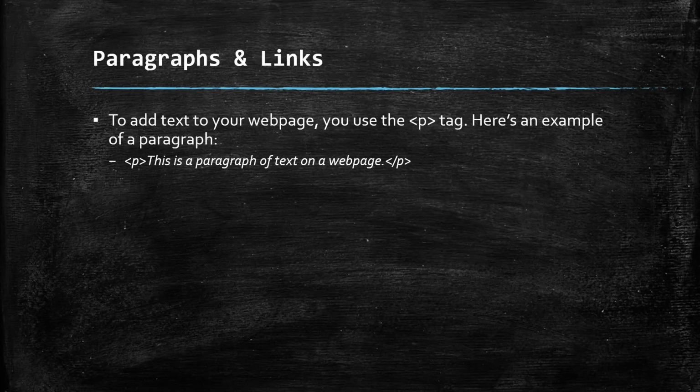To add text on our web page, we would use the p tag. P stands for paragraph. In HTML, almost every tag has a closing tag. So here is an example. The opening tag p, and then we have "This is a paragraph of text on a web page." And then we have the closing tag of p. The way we close a tag is we put a slash in front of it.